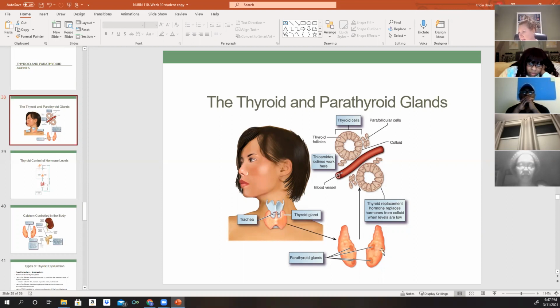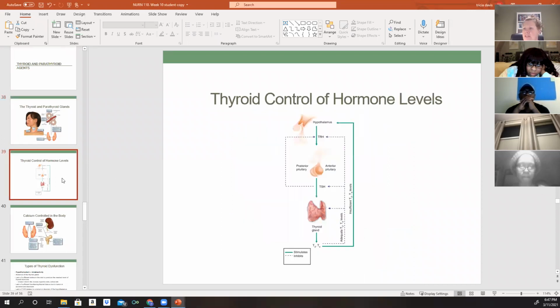And then on the back of the thyroid gland are these 4 little circles. These are your parathyroid glands. So the thyroid is going to control, we said, certain hormone levels. The hypothalamus is going to tell that pituitary gland to secrete TSH, which is going to make the thyroid gland secrete that T3 and T4.